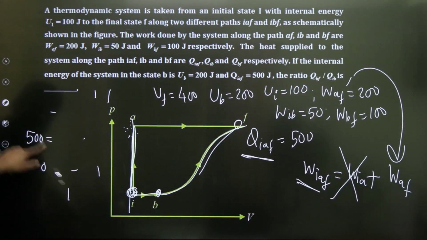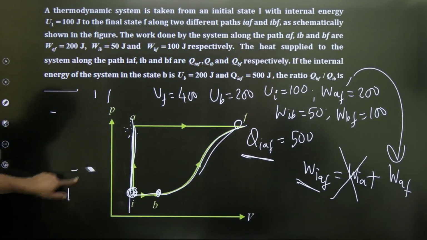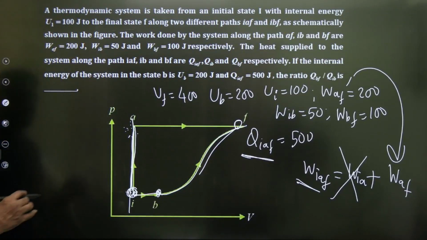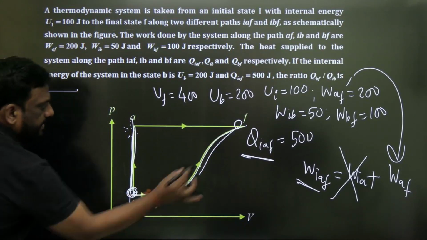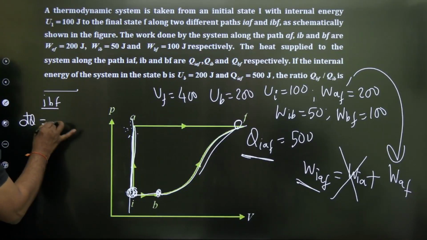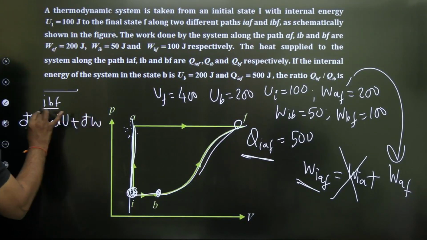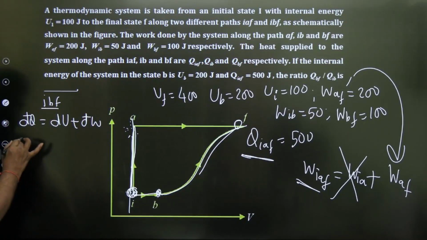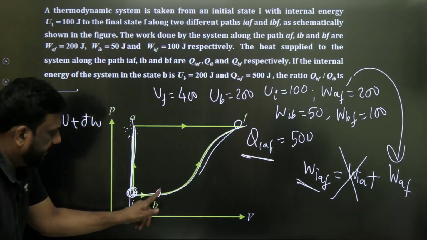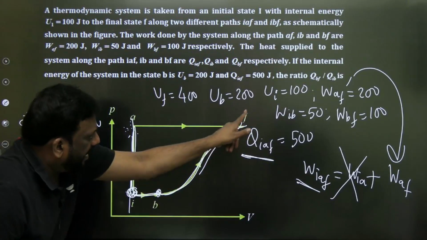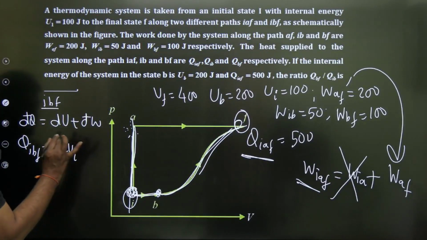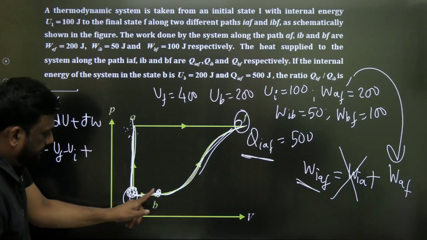Now what we do, dear students, is apply the first law for IBF. For IBF, d'Q is equal to dU plus d'W. What is the heat transfer for IBF? For IBF, final is this, initial is this. So the internal energy change is UF minus UI because it is a property, plus the work in IBF.